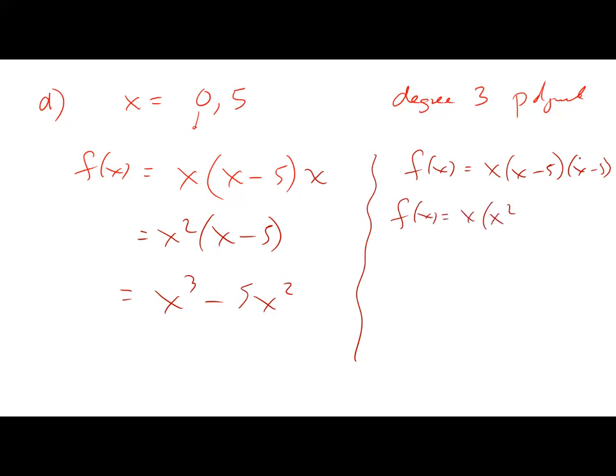This gives us x squared. Let's see if we can do this in our head here. x times the negative 5 is negative 5x. Another negative 5x, negative 10x. Negative 5 times negative 5 is positive 25. Okay, are we good with that?